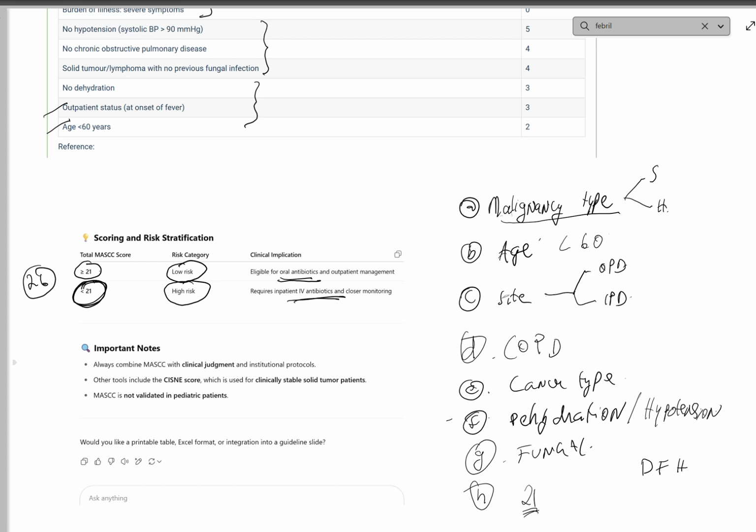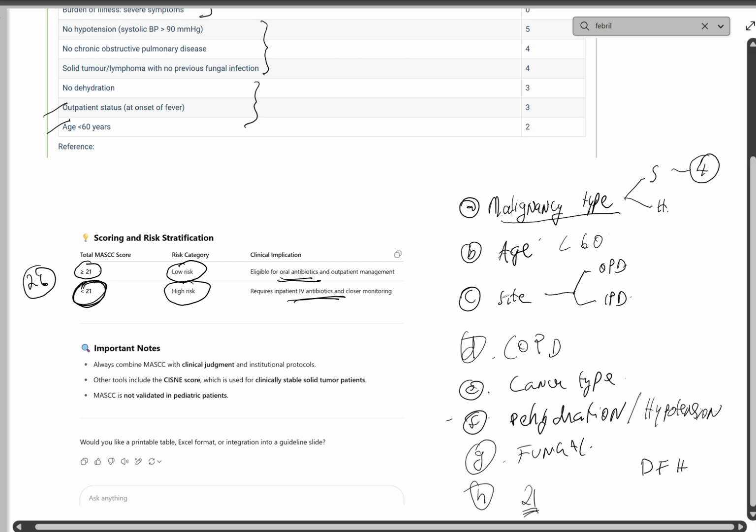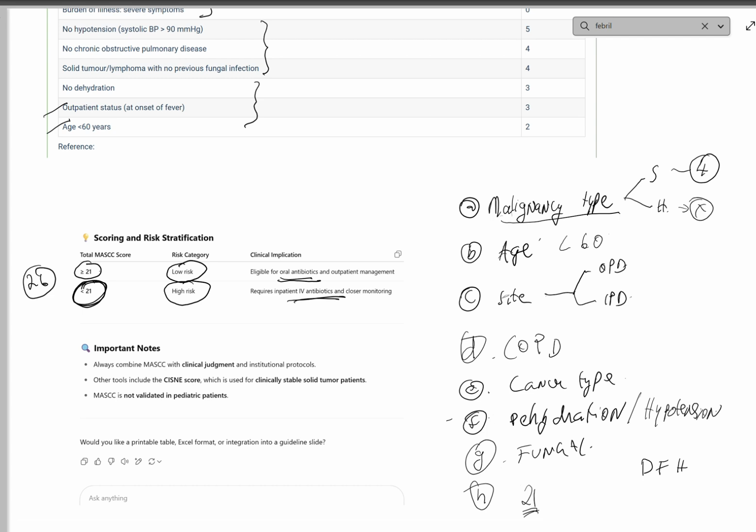And how do you calculate the score? You see the malignancy type. If it's solid, then you give a score of 4. If it's hematological, you don't give any points. But if the age is less than 60, then you give a score of 2.